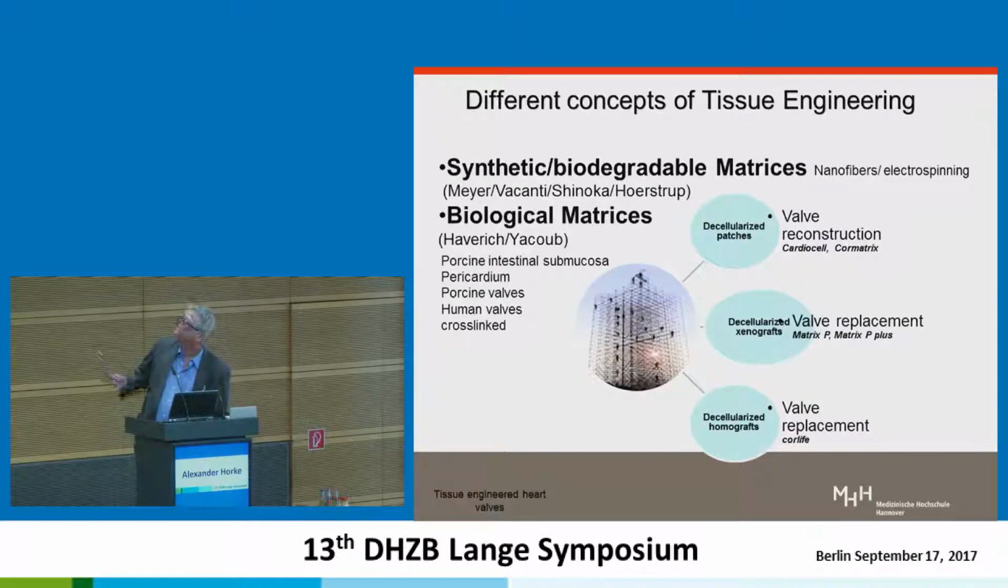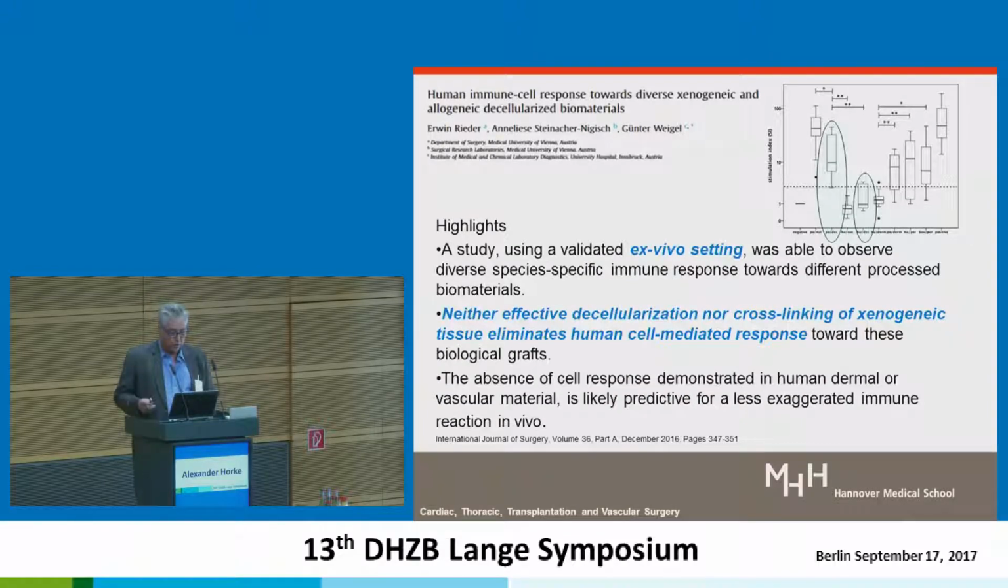If you look at the different concepts, you see there are a lot of concepts we've heard of that are now in the animal model or in the labs, but there are some concepts that are now in patients. We have decellularized patches for valve or cardiac reconstruction or vessel reconstruction, and we have valve replacements with xenografts or with these decellularized homografts. If you look at these replacements, which is what I'm talking about, we have xenografts and the homograft.